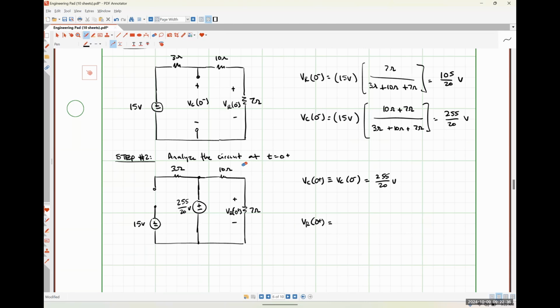I pointed to you because you were the one that suggested it for the previous thing. Yeah. So we'd have 255 over 20 volts times 7 ohms over 10 ohms plus 7 ohms. 255 over 20 times 7 over 17 gives me 21 over 4, which is the same 105 over 20 that we had earlier. I thought that was going to be true, but I wanted to double check. Oh, and that should be volts, not ohms.